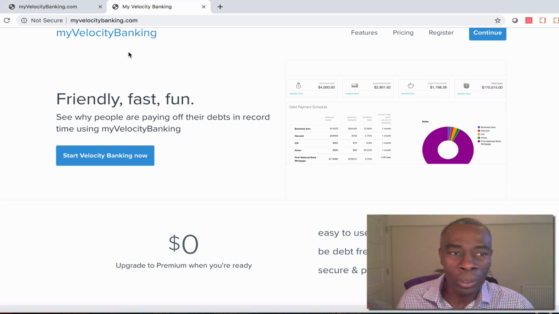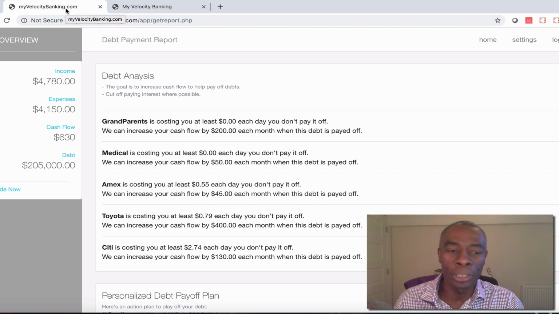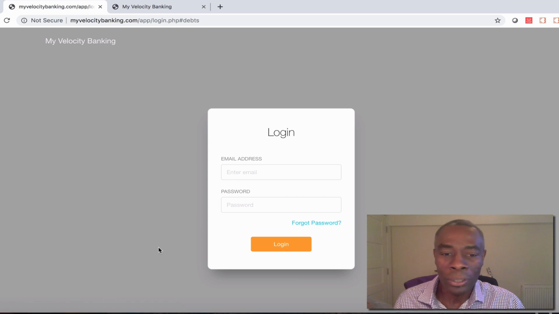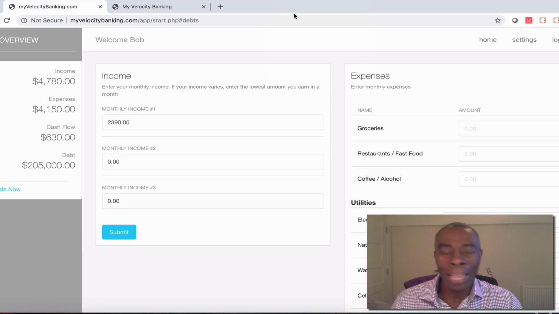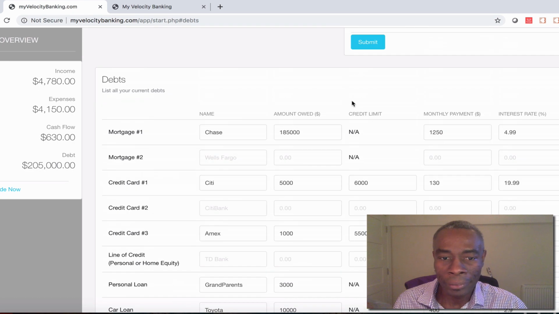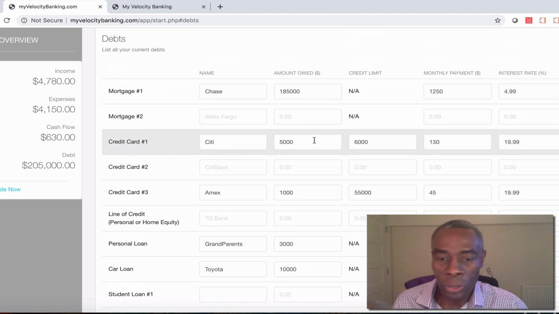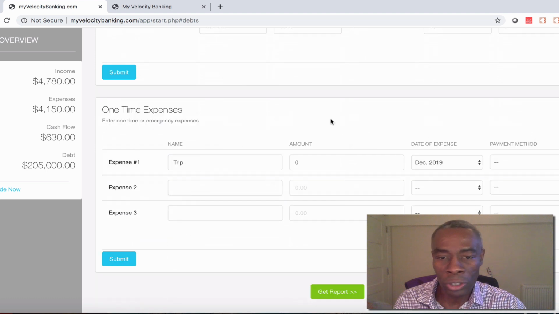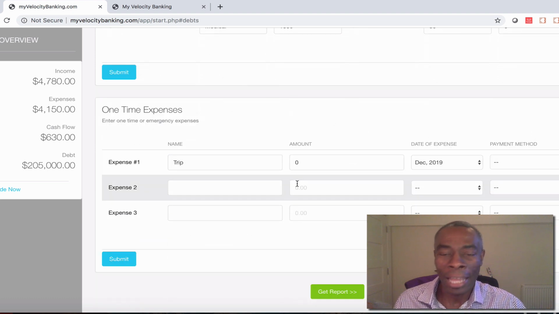So let's walk through an example of how this would actually work, what you would actually do. If you haven't already done so, log into your account. There's a feature now that allows you to figure out how one-time emergencies or one-time expenses actually impact your velocity banking timeline. Once you've entered in all your income, your expenses, all of your debt, the credit cards you're using, and all that other stuff the app already does, there's a new feature right down here called one-time expenses that you can use to figure out what to do in case of emergency.